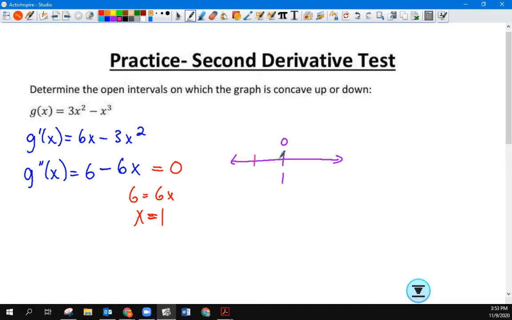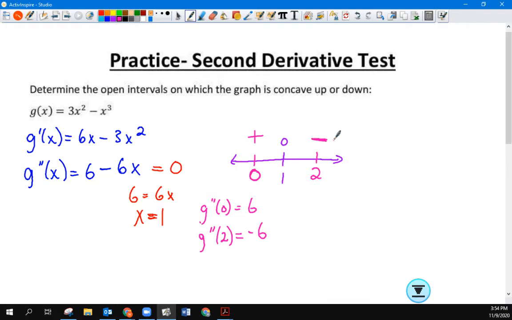So I'm going to plug in points on left and right of 1. Like on this side, I'm going to pick 0, and I'm going to test my second derivative. So when I plug in, I take g double prime of 0, I get 6. So here, my second derivative is positive. At g double prime of 2, plug in 2, so 2 times 6 is 12, and 6 minus 12 is negative 6. So over here is negative.